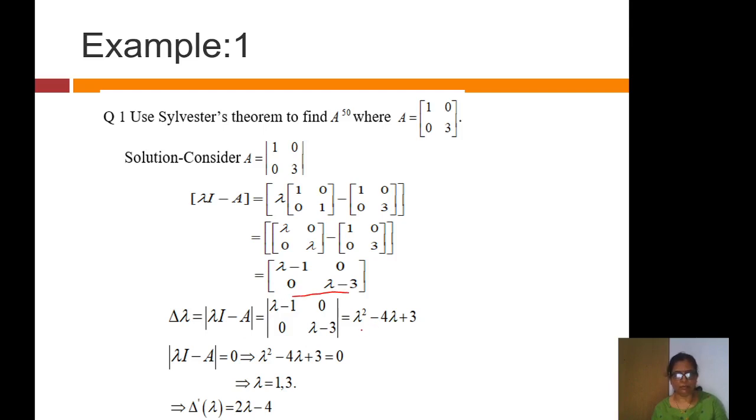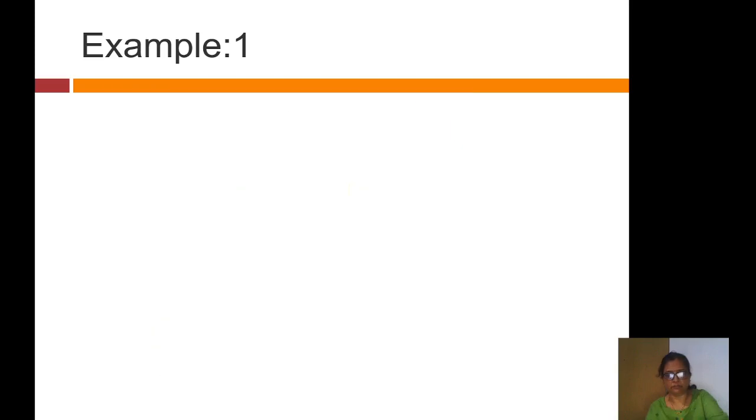then lambda square minus 4 lambda plus 3. Now substitute this value equal to 0 and simplify for lambda, lambda equal to two values, 1 and 3. Then we differentiate this term with respect to lambda, that means lambda square derivative is 2 lambda, minus 4 lambda, its derivative is minus 4, therefore this value is 2 lambda minus 4.